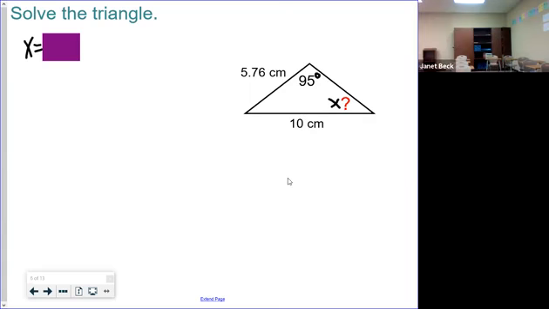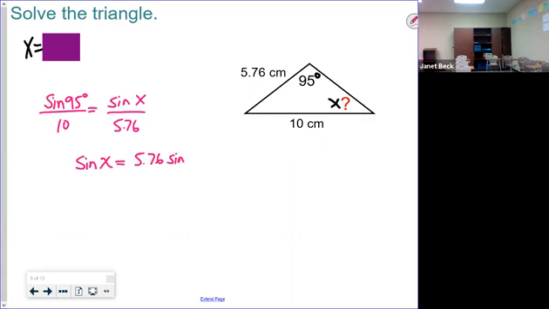So we know that the sine of 95 divided by 10 would be the sine of x divided by 5.76. So cross multiply and divide, and you'll end up with, it might take you 2 lines to get there, the sine of x will be 5.76 times the sine of 95 divided by 10. Now that isn't angle x itself, that's the sine of x.